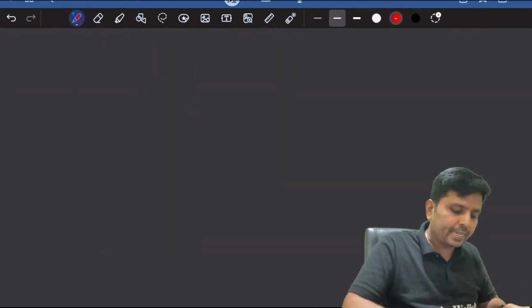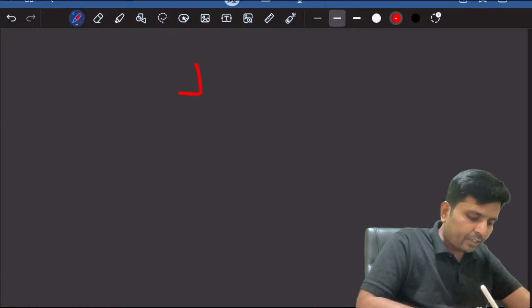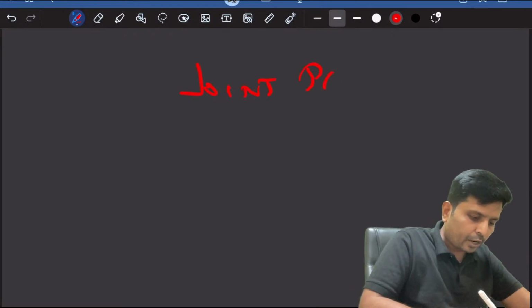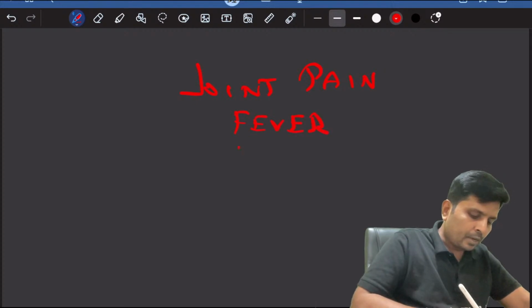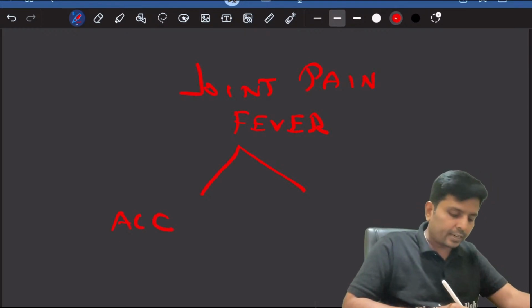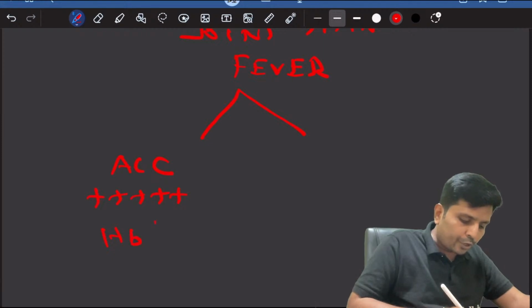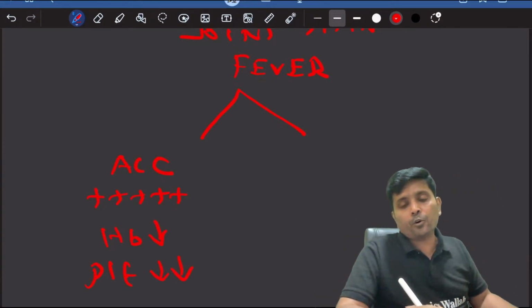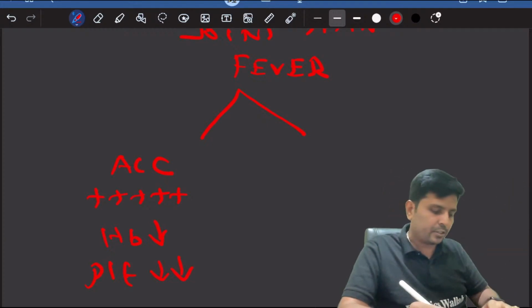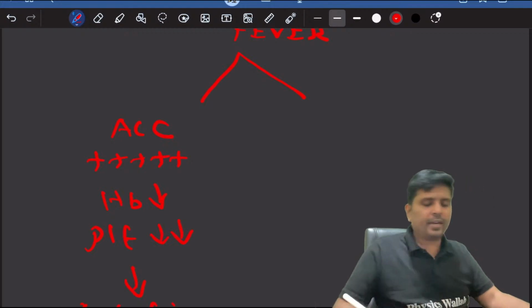So let me write here before concluding our session. So joint pain with fever. I repeat, joint pain with fever. Divide into two. A case associated with very high absolute lymphocytosis along with the low hemoglobin, along with the low platelet. Why is it so? Because your bone marrow is destroyed by leukemic cells. So this is a case of acute lymphatic leukemia.